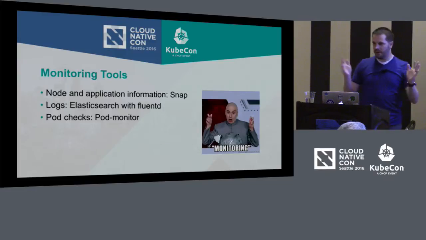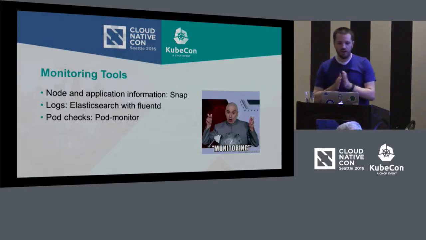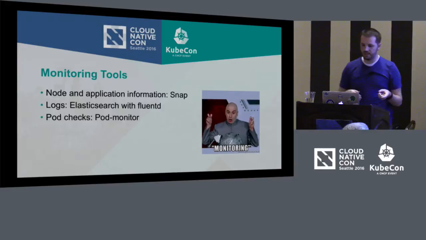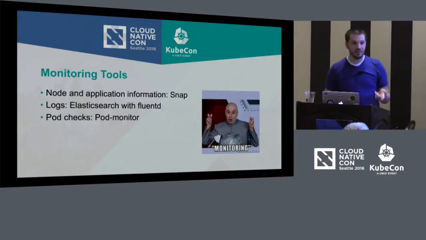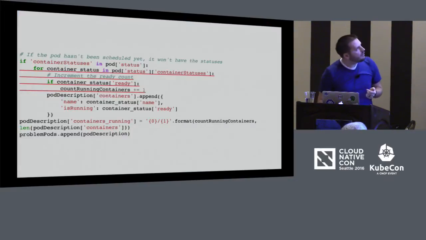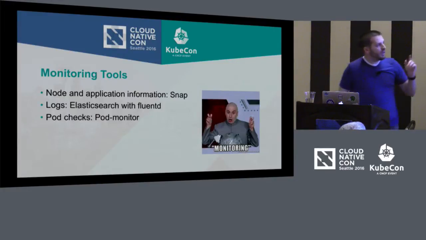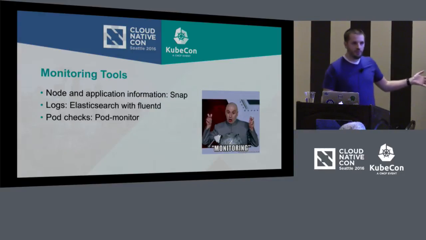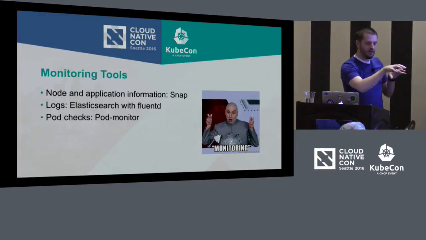So the first thing is monitoring. We did 3 different things here. The first is node and application information using Snap. Snap, like I explained earlier, allows us to gather data pretty much from any source. So it's running on these nodes, gathering all the data and publishing it into Heapster.